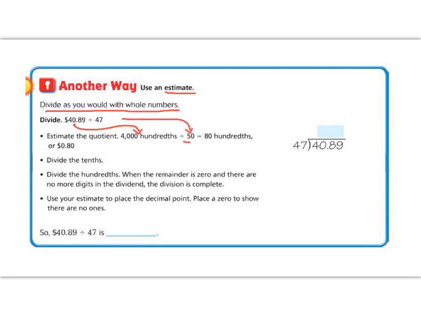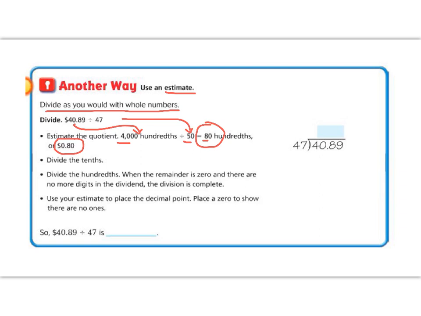50, or 5, goes into 40 8 times, and then there's 0 left over. So we know that it's going to go about 80 times. But remember, this is not a whole number. It's really a decimal. So this is going to be 80 hundredths. Now we know about what our answer is going to be.